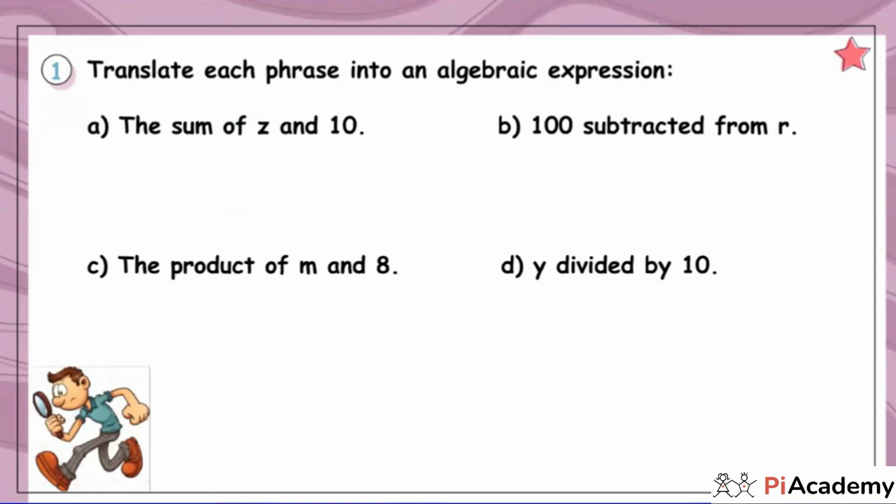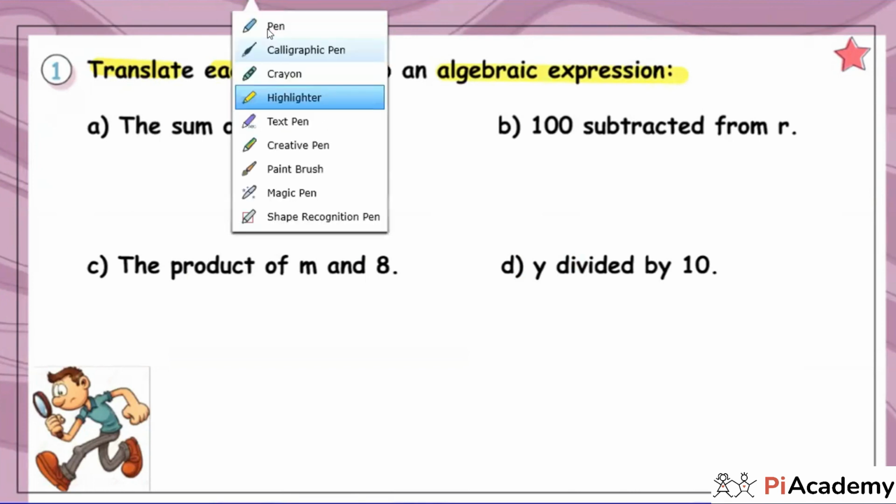First of all, the instruction given to you is to translate each phrase into an algebraic expression. So they are talking about expressions, right? And once we know that there are expressions, it means what? They are not equal. There is no equal sign, right? There is just one expression. Okay, nothing to worry about.